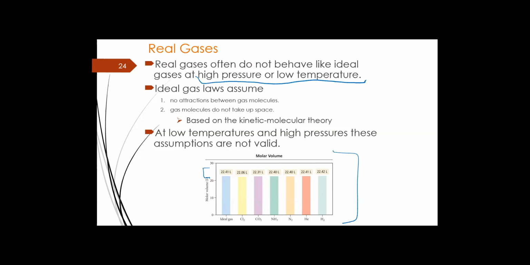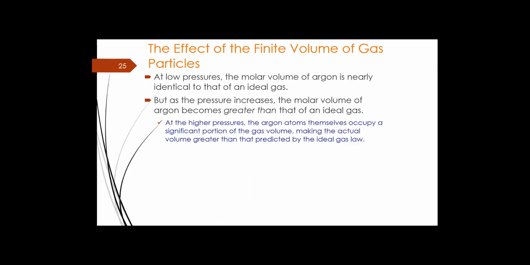N2, helium, they're all kind of close to that, but things like chlorine and carbon dioxide start to drift more away from that. The reason these things have an impact depends on the different scenarios. At low pressure, the molar volume of argon is nearly identical to that of an ideal gas. But as the pressure increases, the molar volume of the argon becomes greater, because as we go to higher pressures, the argon atoms themselves begin to take up some of that space.